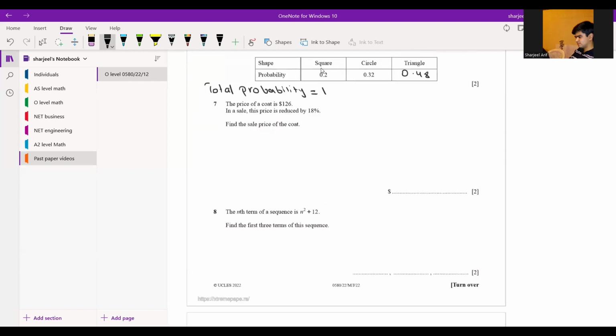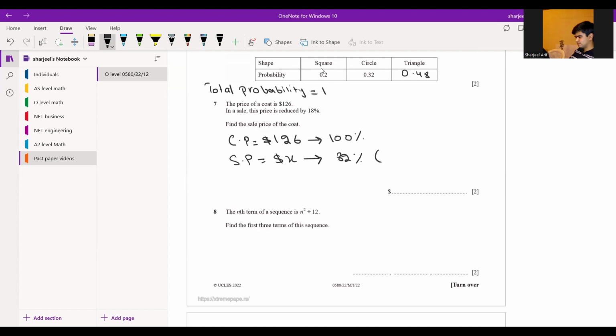The price of a coat is $126. In a sale, the price is reduced by 18%. Find the selling price of the coat. Just remember, whenever we are given the cost price, it's always 100%. This means 126 is representing 100%. In this case, we do not know the selling price. Let's suppose it's X dollars, and it is reduced by 18%. This means the selling price is 82% of the cost price.